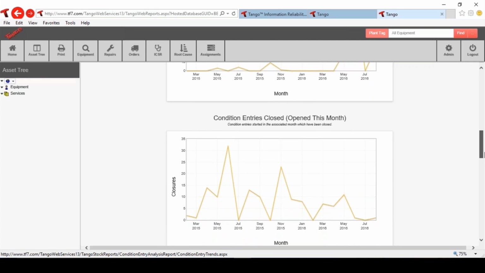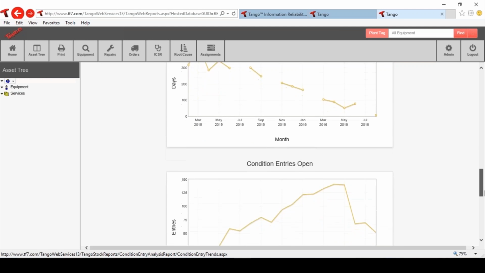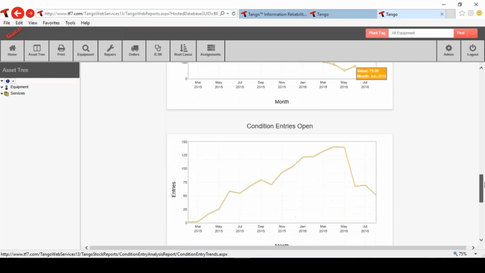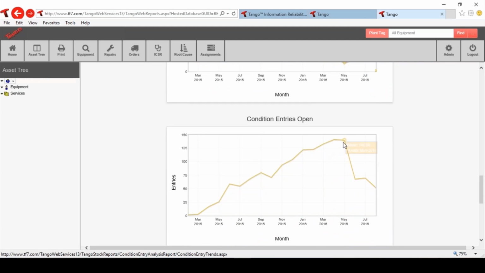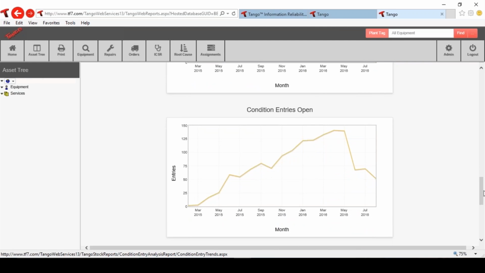How many were closed in the month? So here's where you went in and closed a bunch, evidently. Yes, sir. Back in June. Condition entries closed that were opened in the month, average days to close. And so your average days to close is coming down, but for a while there, your total condition entries open have come way down since you closed all those.